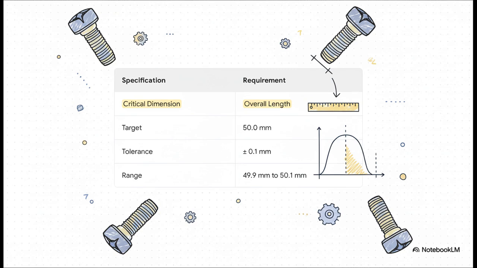They need bolts that are exactly 50.0 millimeters long, with a tolerance of just plus or minus 1/10 of a millimeter. To put that in perspective, that's about the thickness of a human hair. Every single bolt has to fall within this incredibly tight window.